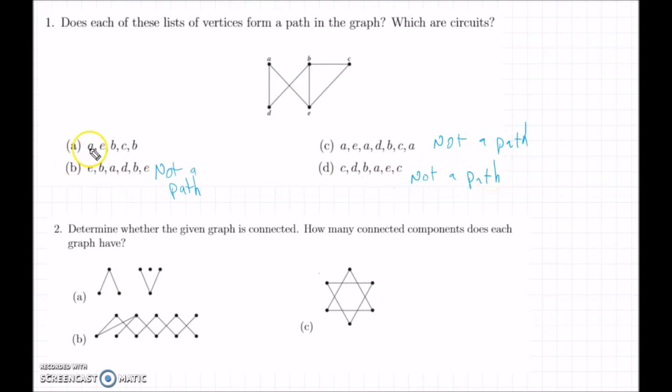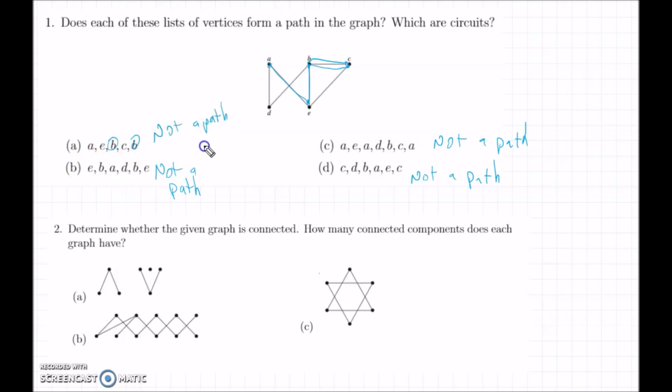Let's see. As far as A goes, let's just trace through it and see what happens. So A to E to B to C and then back to B. Whoops, you know what? I didn't notice that there are repeated vertices there. So this is not a path.